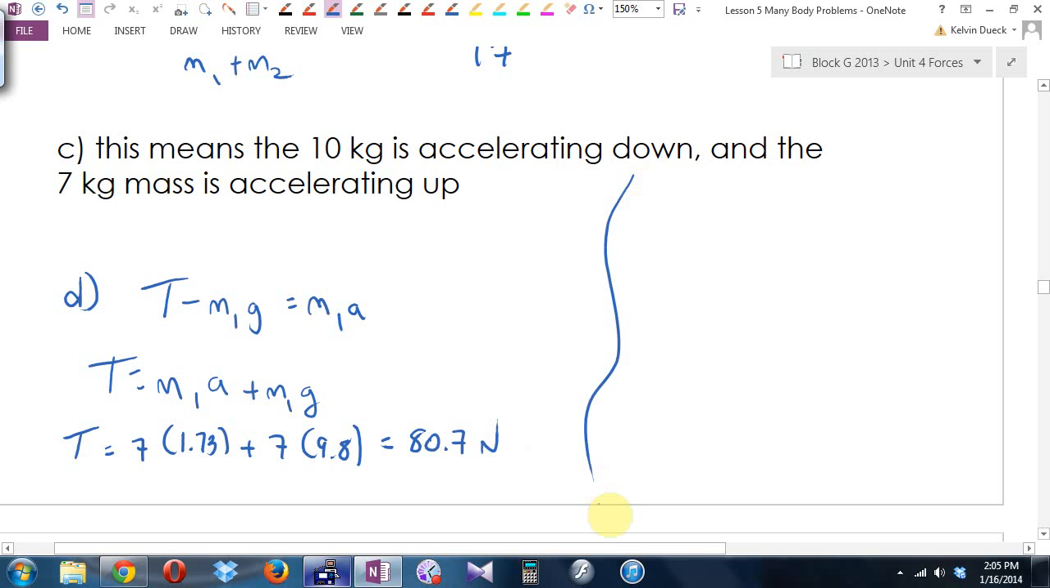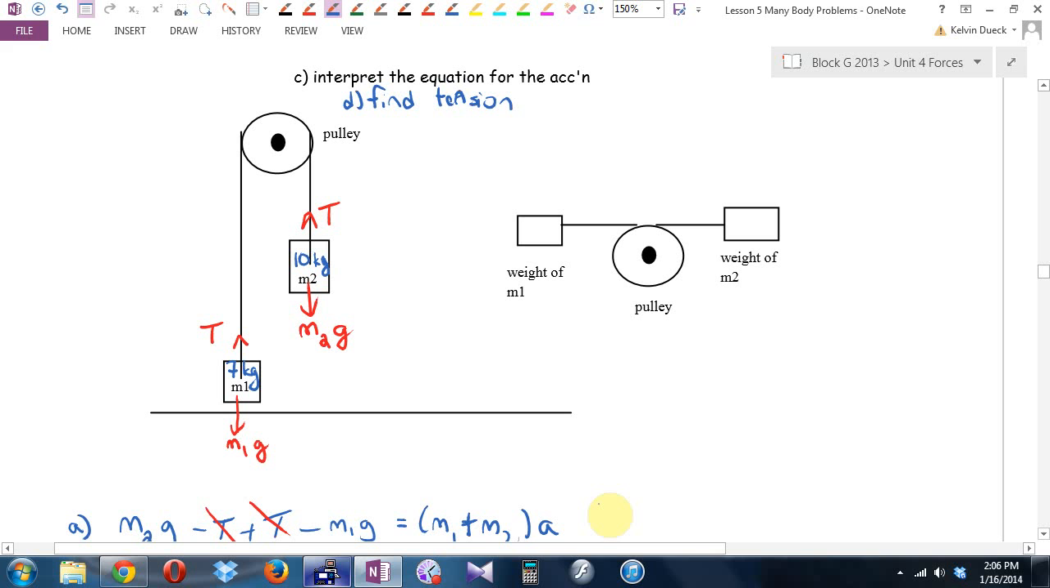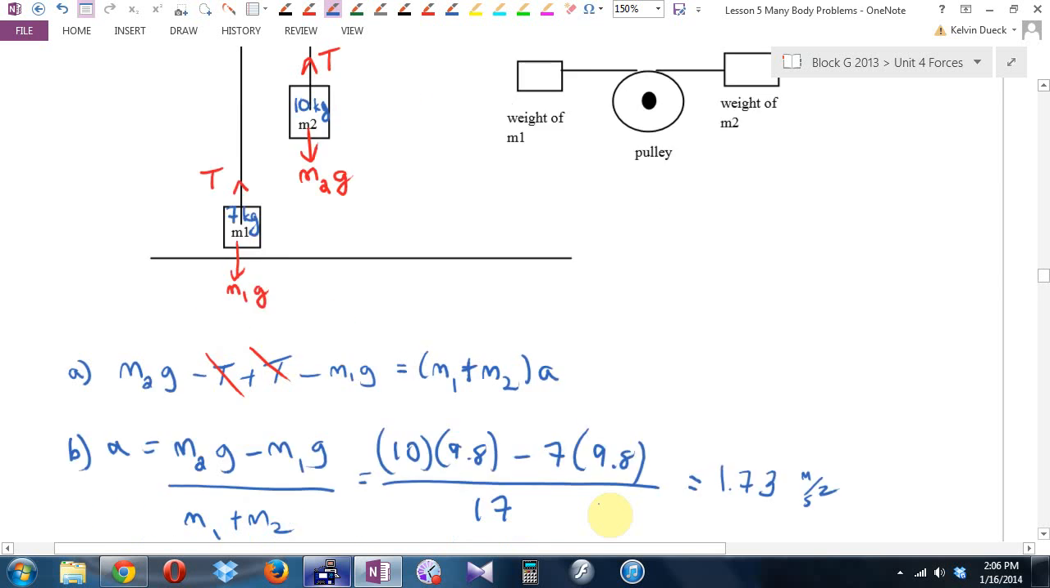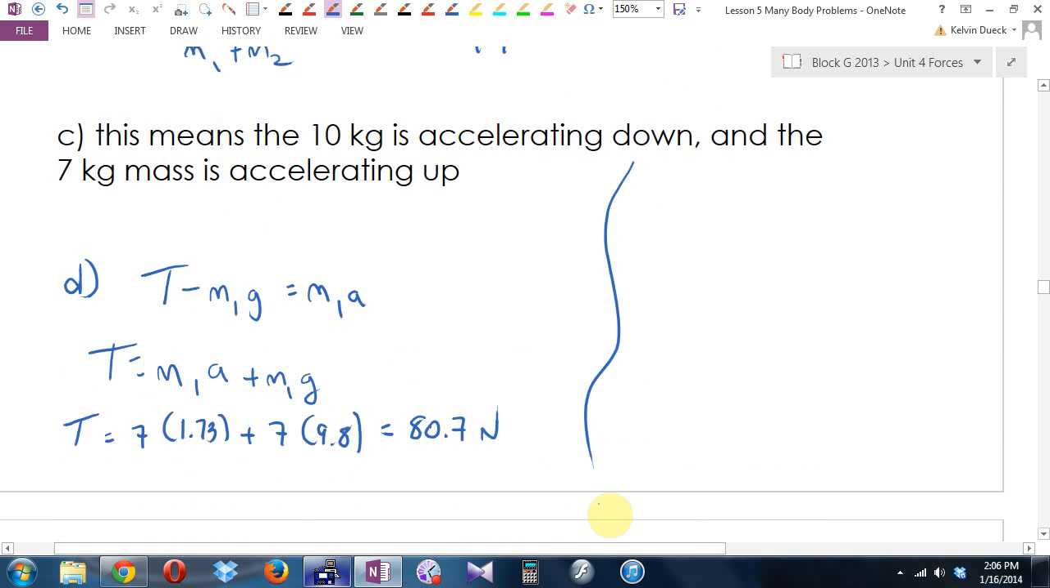What if instead you hadn't used mass 1? What if you chose to use mass 2? What would the equation be if you used mass 2? Who's winning? M2G. Who's losing? Tension. Okay, your equation would look a little different. It would go like this. M2G minus tension equals M2A, because you're only looking at mass 2.